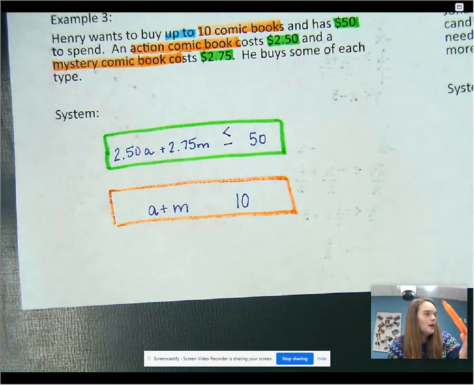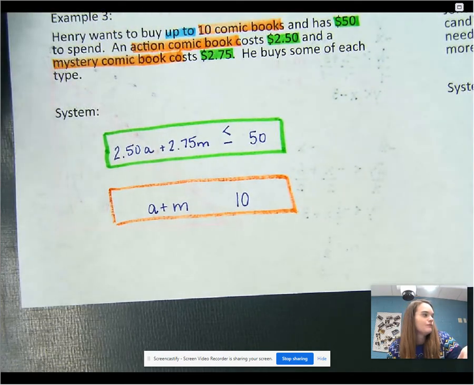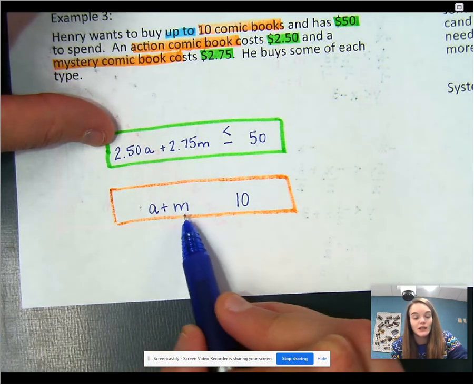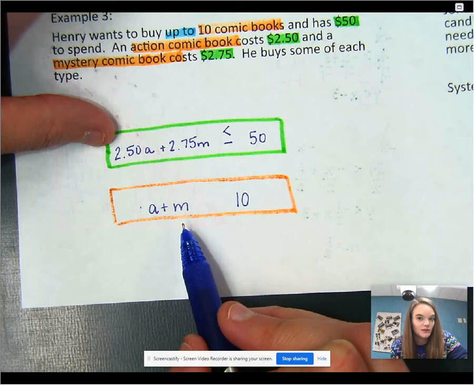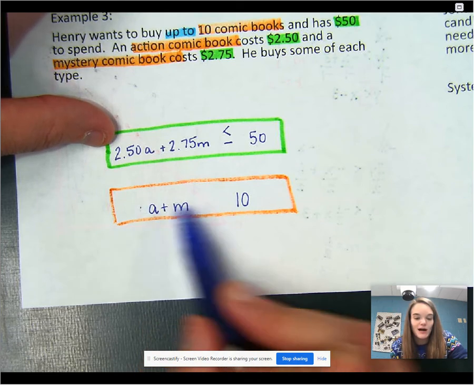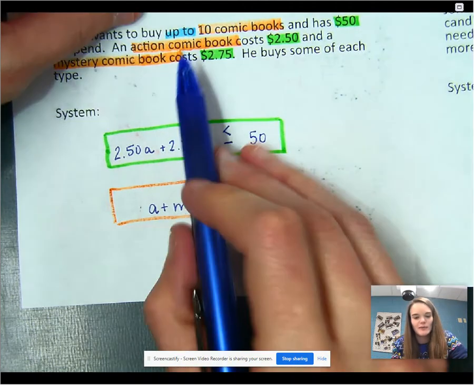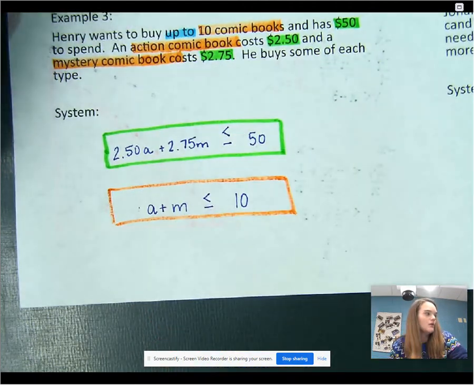We have to think about what up to 10 means. That's why we highlighted that in blue. If he wants to buy up to 10, can the number he buys be less than 10? Can it be greater than 10? The number he buys should be less than or equal to 10 because he wants to buy up to that amount, but not go over.